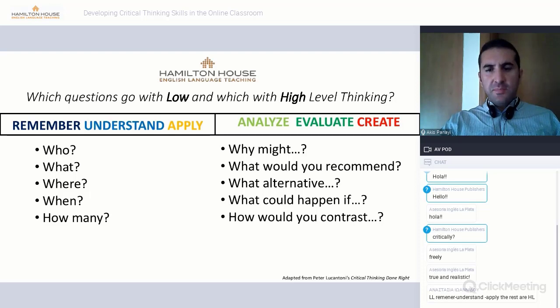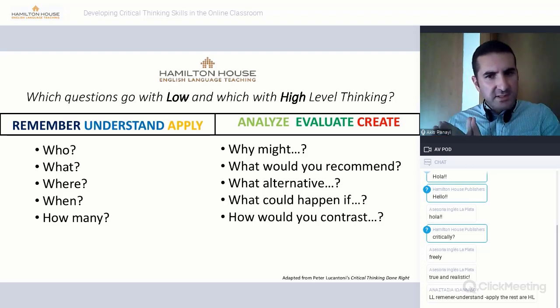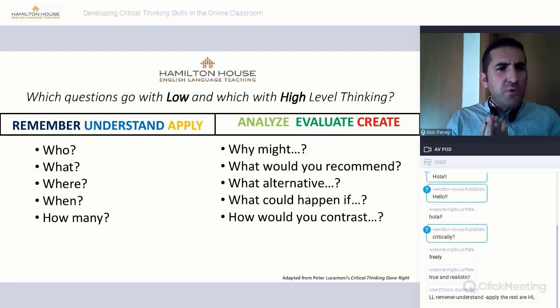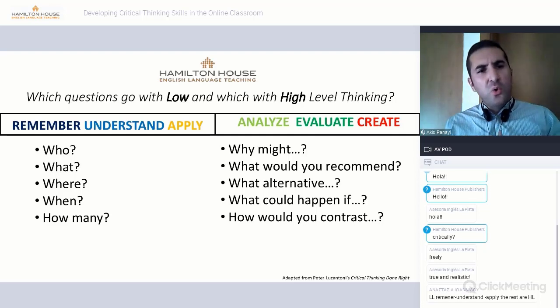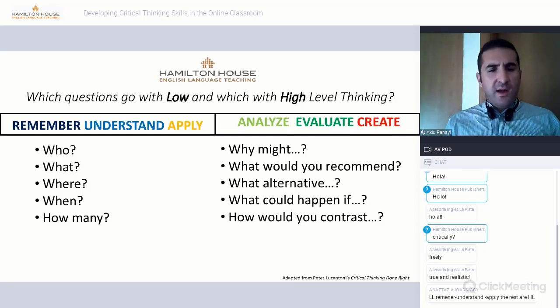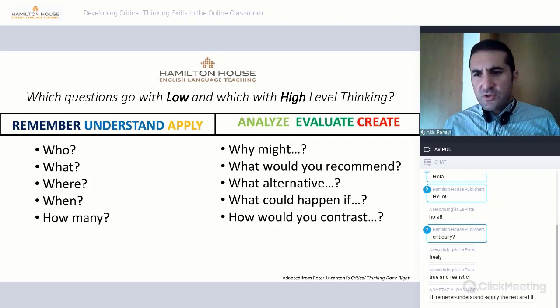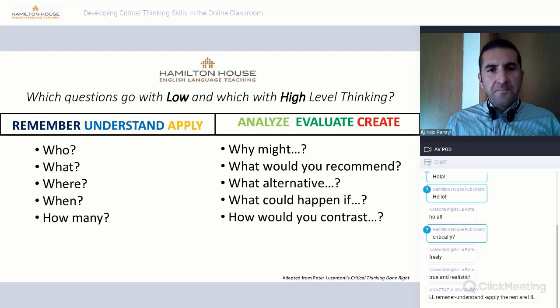The questions that help students with the development of low-level thinking skills first are basically the WH questions mostly, like who, what, where, when, how many, and so on and so forth, where we get to check as teachers that the students have understood and remember the information and can apply it to answer questions or any other kind of task that we give them.